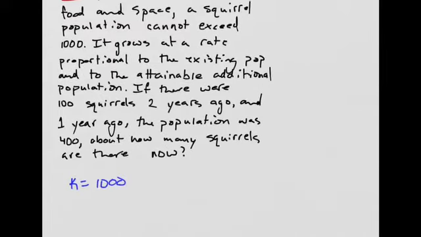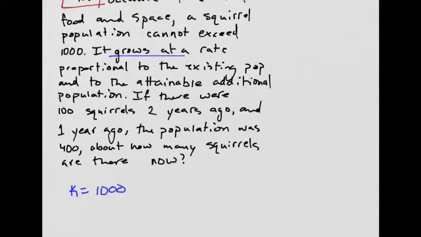And then the second thing is that it grows at a rate proportional to the existing population and the attainable additional population. It doesn't tell us what that is, so that's our R value, at a rate proportional. Actually, it's not our R value. It grows at a rate. That's our dN/dt, proportional to the existing population. We don't know what our R value is. So R, we don't know.